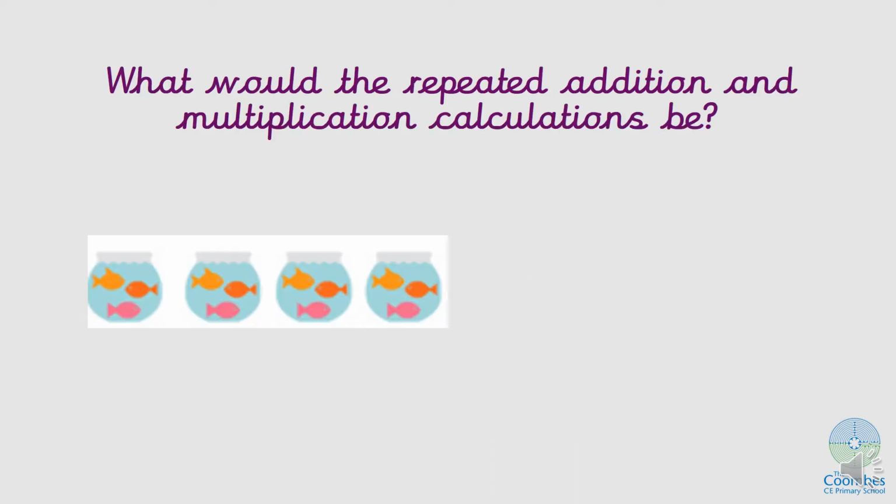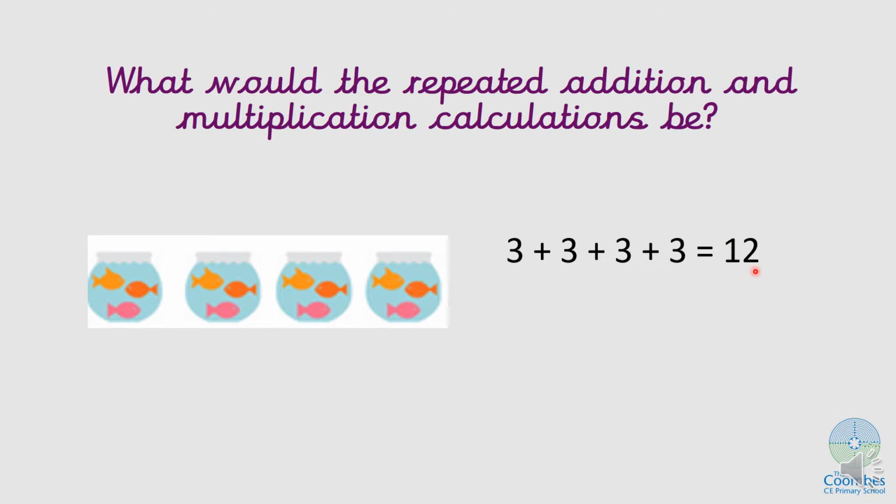Okay, what would the repeated addition and multiplication calculations be for this picture? So here we've got some fish and some fish bowls. We've got 3 fish here, add another 3 fish, add another 3 fish, add another 3 fish. So altogether we've got 3, 4, 5, 6, 7, 8, 9, 10, 11, 12. We've got 3 add 3 add 3 add 3 equals 12.